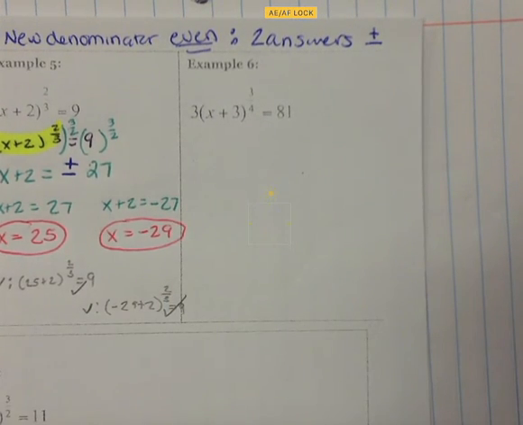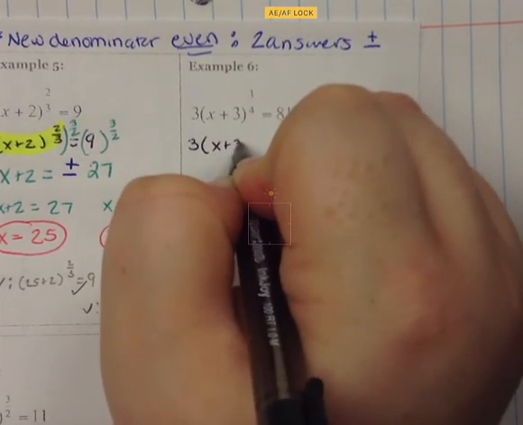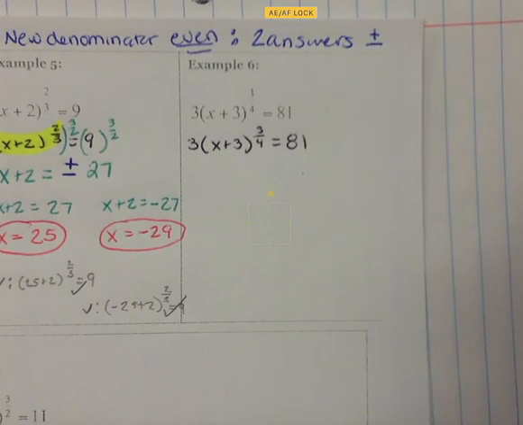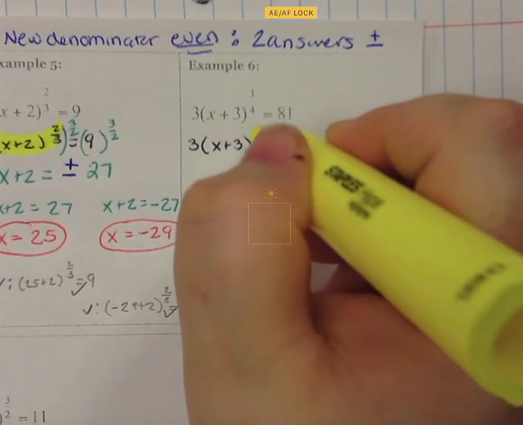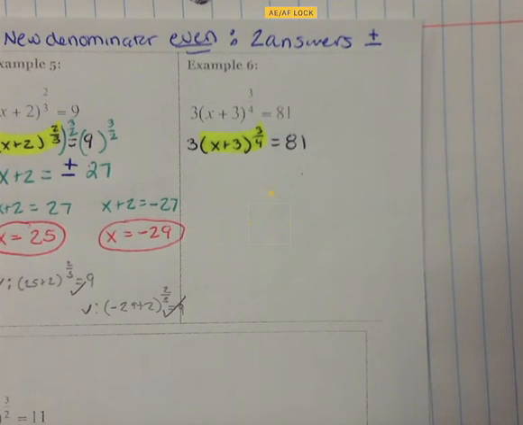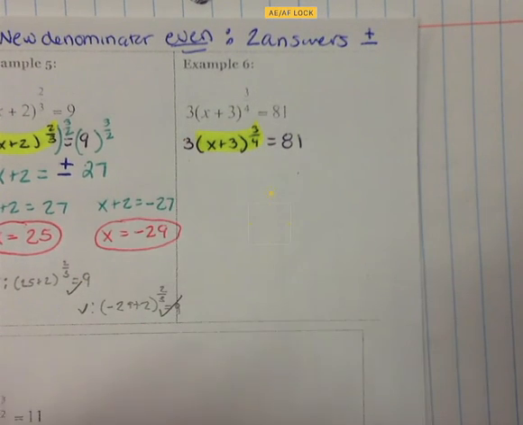Example 6, again, I'm going to rewrite the original problem. 3 parentheses x plus 3 raised to the 3/4 equals 81. Again, I need to isolate the radical or the fractional exponent. The exponent is 3/4 and it's attached to the parentheses. So I only use the parentheses. That means that 3 is attached, so I need to get rid of that. I don't distribute. Again, we're trying to get rid of it by doing SADMET.